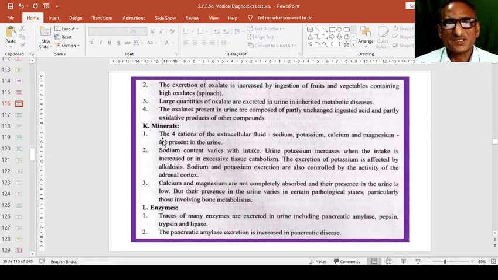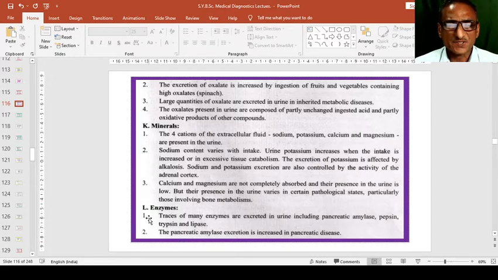Now minerals. So, the four cations of the extracellular fluid. These minerals include sodium, potassium, calcium and magnesium. These are present in urine. Sodium content varies with intake. Urine potassium increases when the intake is increased or in excessive tissue metabolism. Then calcium and magnesium are not completely absorbed and their presence in the urine is low.